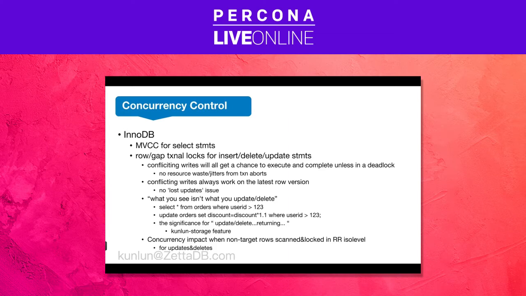Another issue of InnoDB is the concurrency impact when non-target rows are scanned and locked in repeatable read isolation level for updates and deletes. InnoDB may scan a lot of rows, but only update or delete part of them, but it has to hold all these transactional row locks until the transaction ends. In such a situation, InnoDB loses a lot of concurrency because other transactions may be blocked by this transaction.